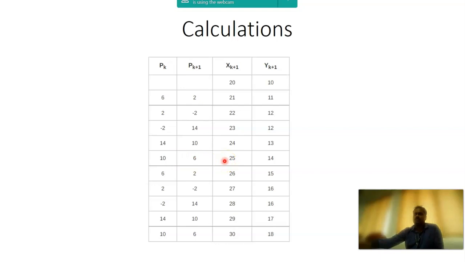Pk value is positive, we have to increase y. Pk is negative, we have to stay back in the previous y position. The x is always keep on increasing, so that is the logic of the Bresenham algorithm.